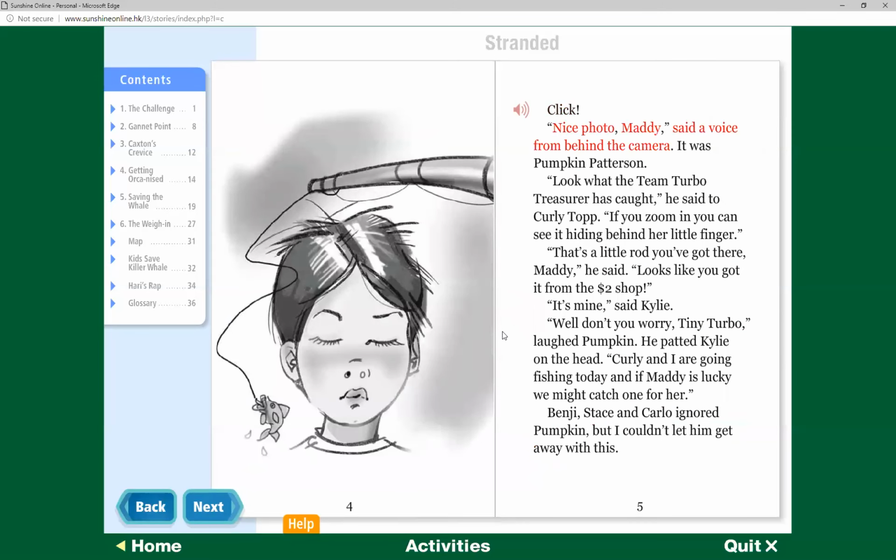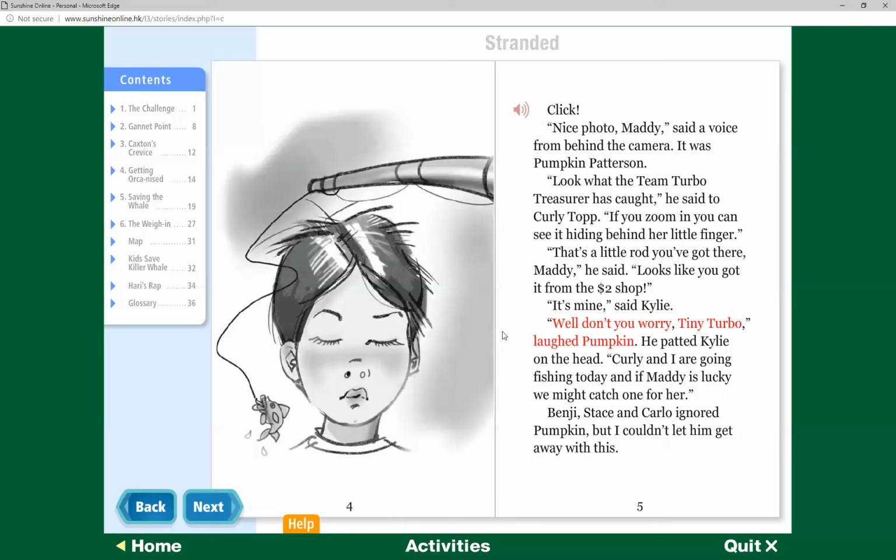Click! Nice photo, Maddie, said a voice from behind the camera. It was Pumpkin Patterson. Look what the Team Turbo treasurer has caught, he said to Curly Top. If you zoom in, you can see it hiding behind her little finger. That's a little rod you've got there, Maddie, he said. Looks like you got it from the $2 shop. It's mine, said Kylie.